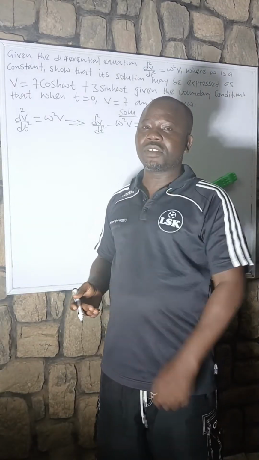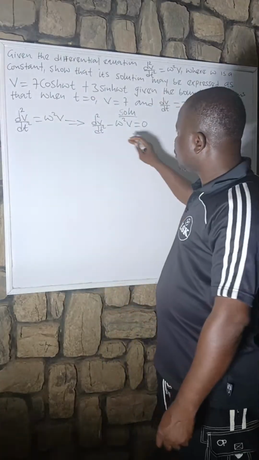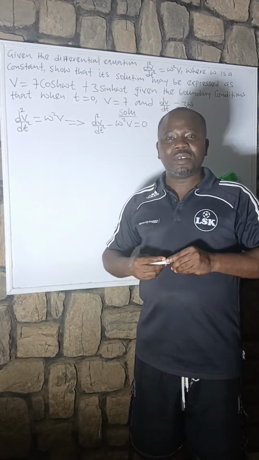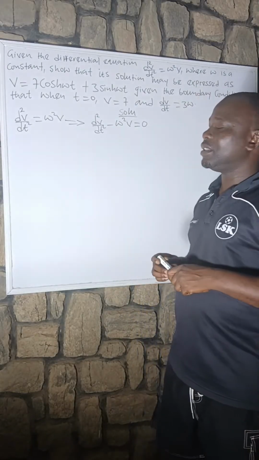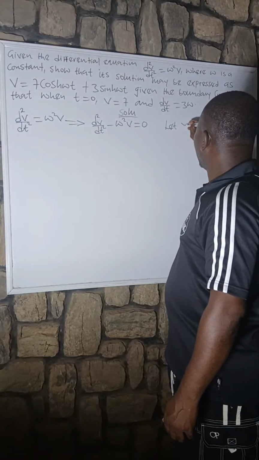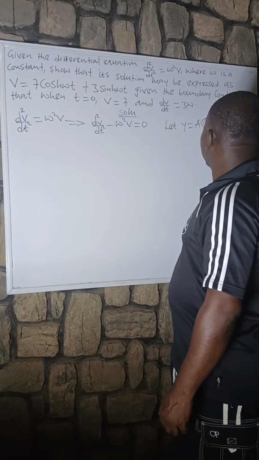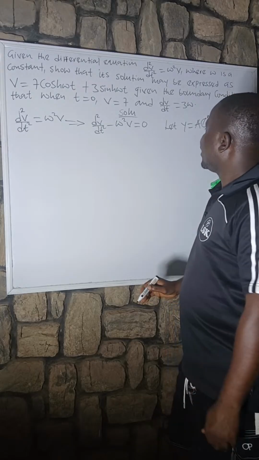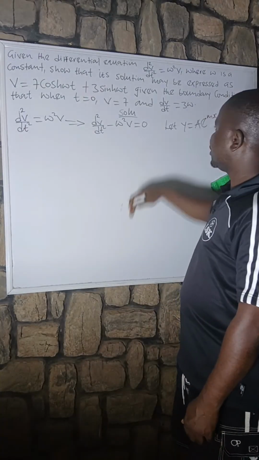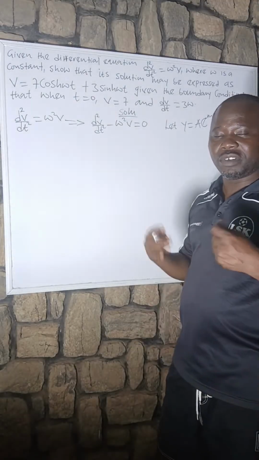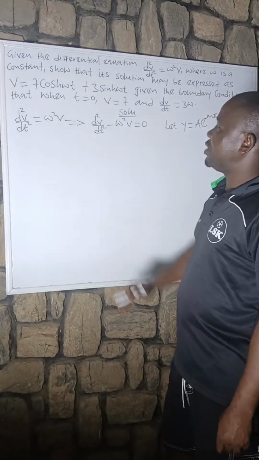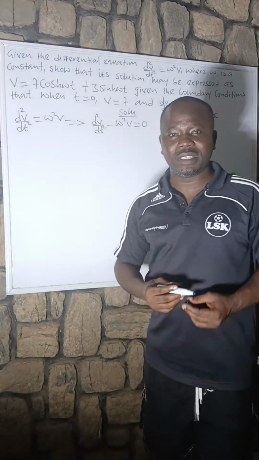Recall, I mentioned something. So what will be the solution to this second order differential equation? Can you tell me? Somebody should tell us what will be the solution. In the other one I said let y equals a exponential mx, and this was the solution to our previous example. So as it is now, what will be the solution to this? Somebody should tell us.